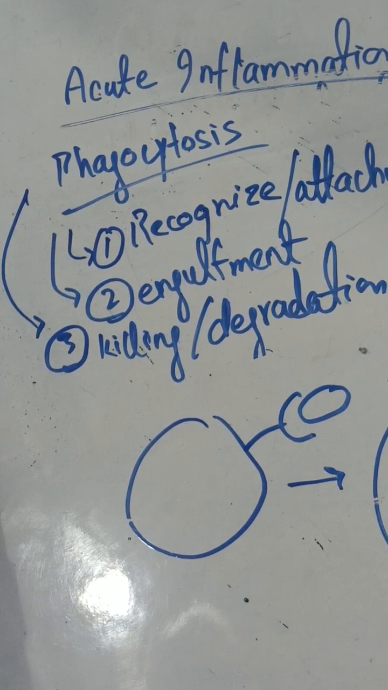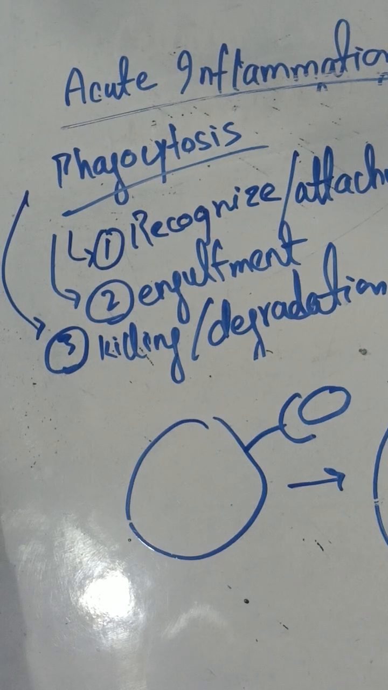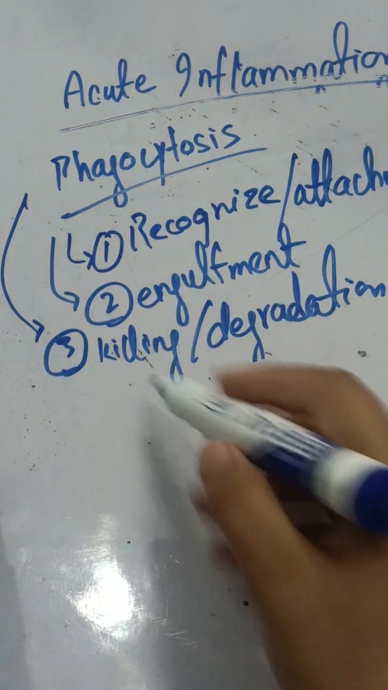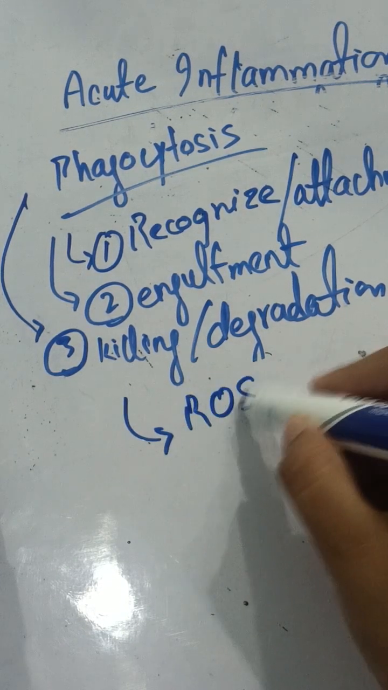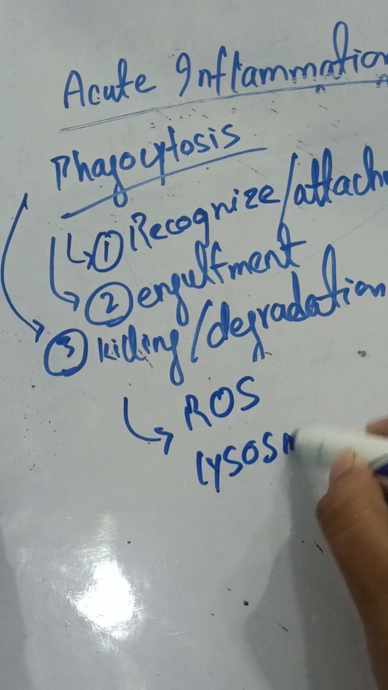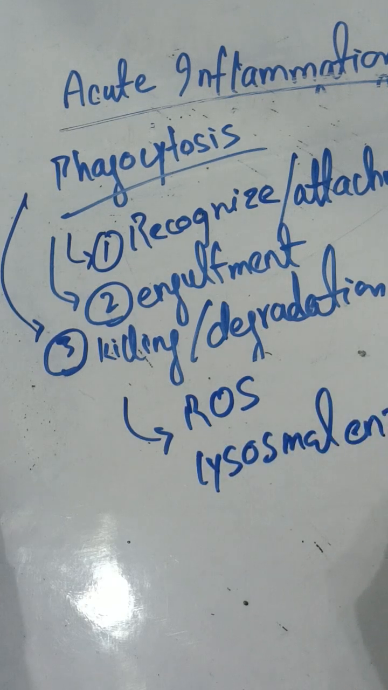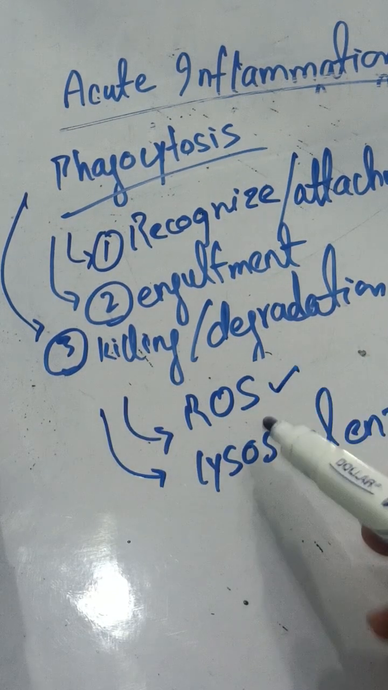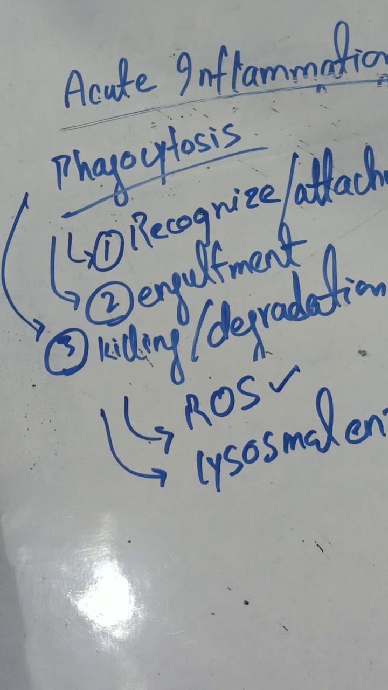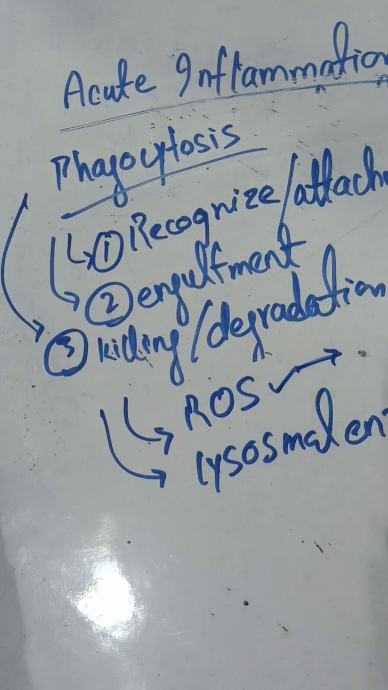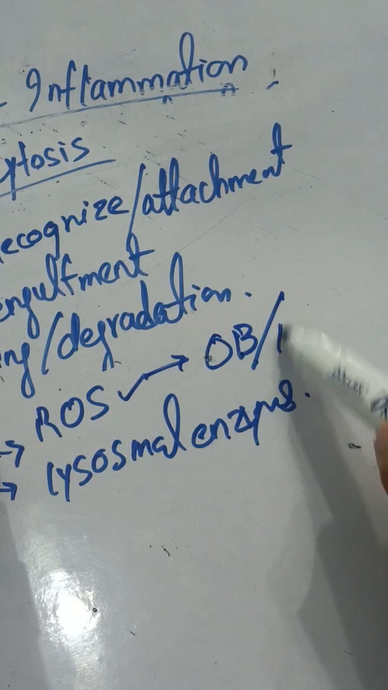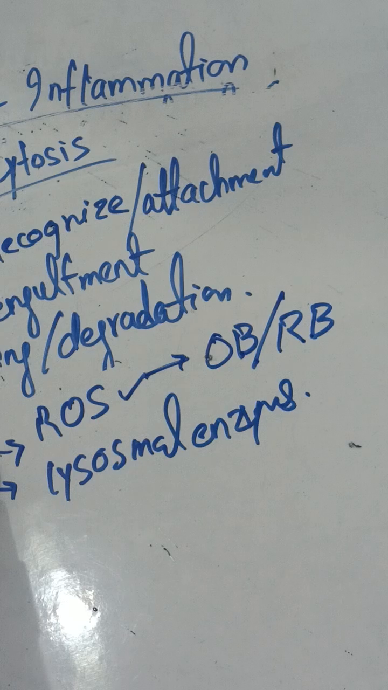Next, how will the killing or degradation occur? A microbe can be killed through microbicidal substances, like ROS, through lysosomal enzymes, or through some other ways. But here we will discuss these two things. First of all, ROS: how will the reactive oxygen species be produced? They can be produced through oxidative burst or through respiratory burst. Both are the same thing, oxidative burst or respiratory burst.